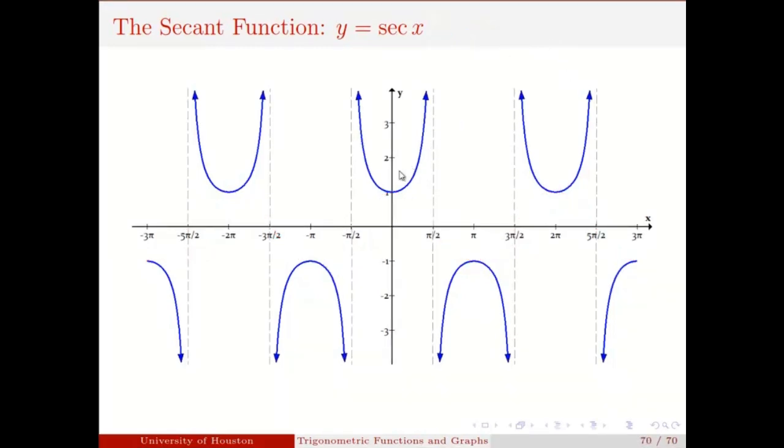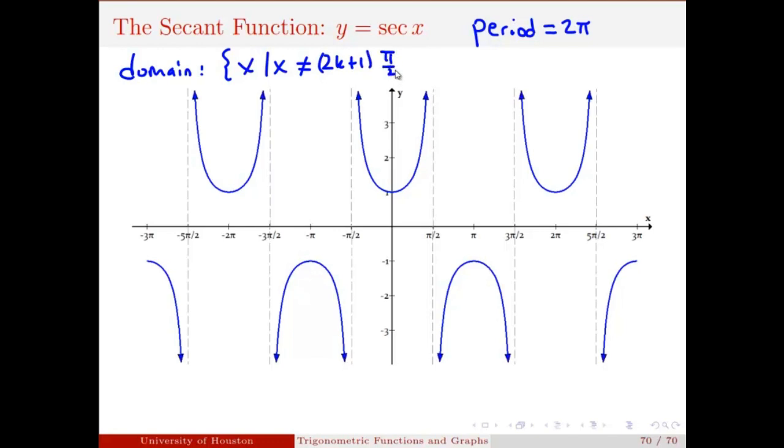Finally, observe that the period of the secant function is 2 pi, its domain excludes the odd multiples of pi over 2, and its range is the same as the cosecant function, which is minus infinity to minus 1, union 1 to infinity. This concludes our review of trigonometric functions and their graphs.